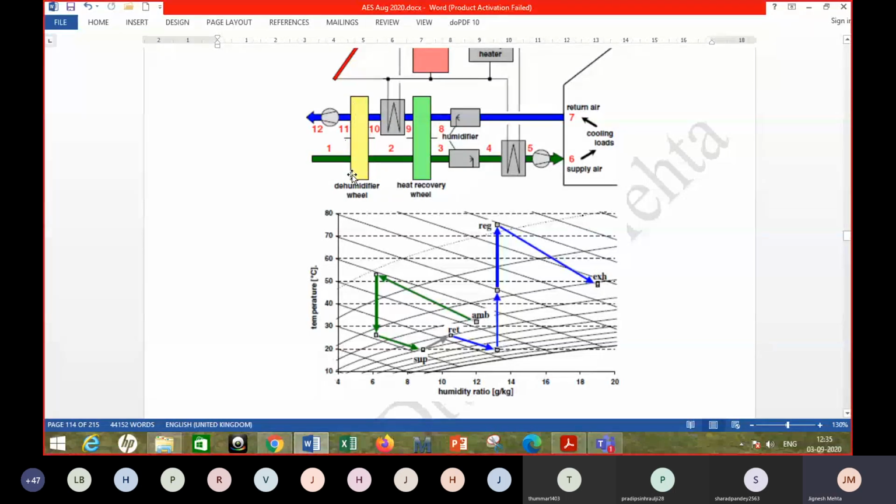It can be a few RPH or a few RPM, revolutions per minute, a few revolutions per minute only. That is the speed at which it will rotate, and it will be exposed to this stream and this stream alternately. So when it is here, it absorbs the moisture from this stream. That process is shown here. So you can see the moisture level reduces from this 12 to around 6.